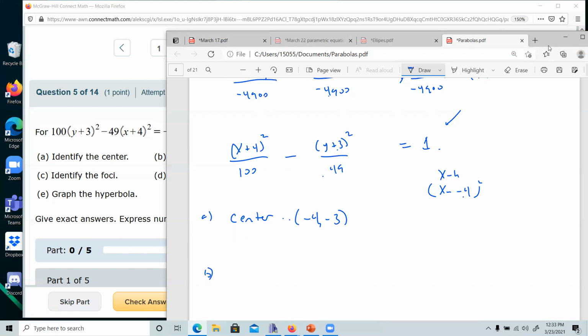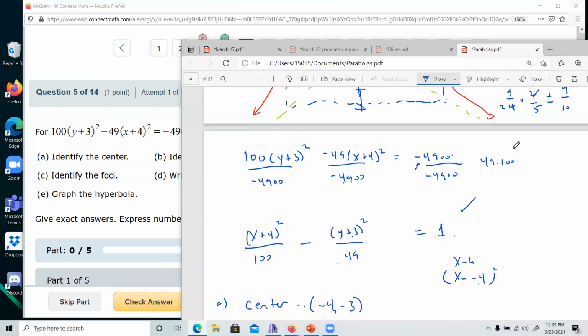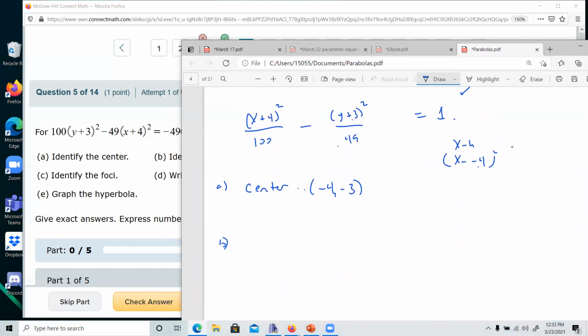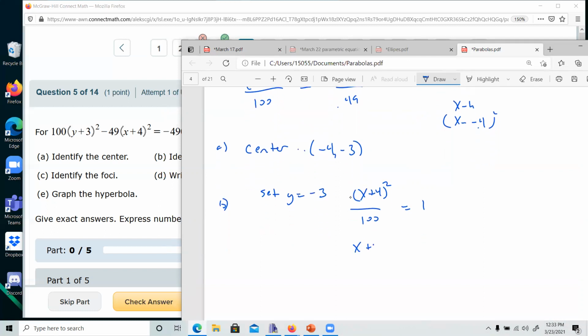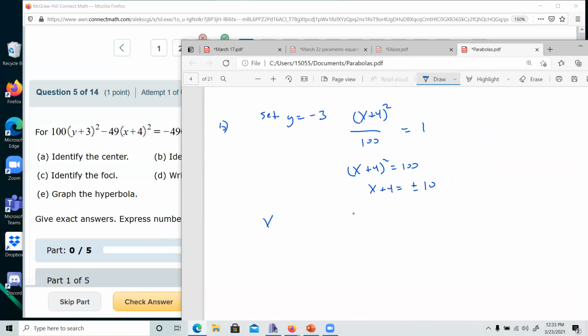For B, identify the vertices. So here, set y equal to -3. So this whole term goes away. So we have x plus 4 squared over 100 is equal to 1. And then just solve. Take the square root. So we have x plus 4 is equal to 10, x plus 4 equals -10.